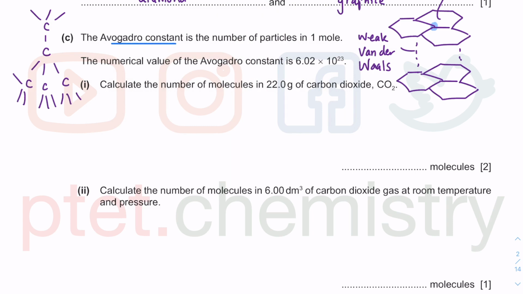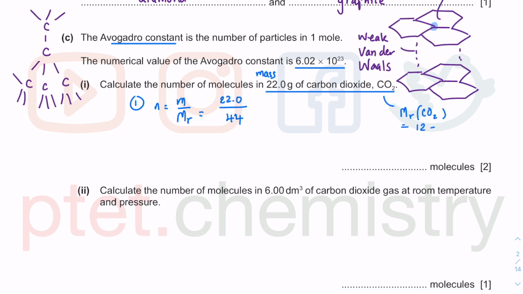It's the number of particles in 1 mole, 6.02 times 10 to the 23. We are told that we have 22 grams of CO2. So this is mass, and the first thing we do is convert mass into mole. So mole equals mass over Mr. That's 22.0 divided by 44, because the Mr of CO2 is just 12 plus 16 times 2. This gives me 44. So mass over Mr gives me 0.5 mole of CO2.